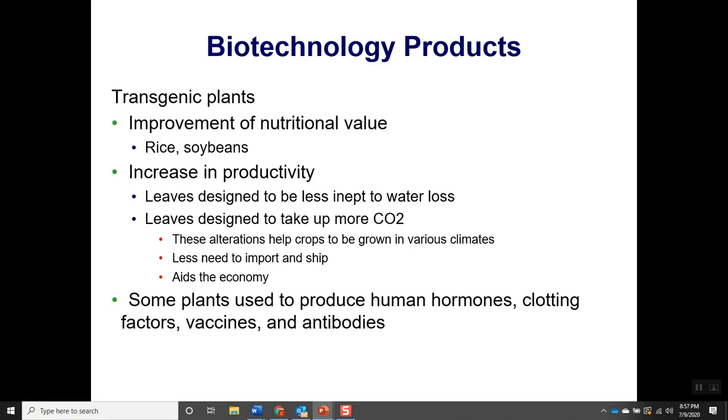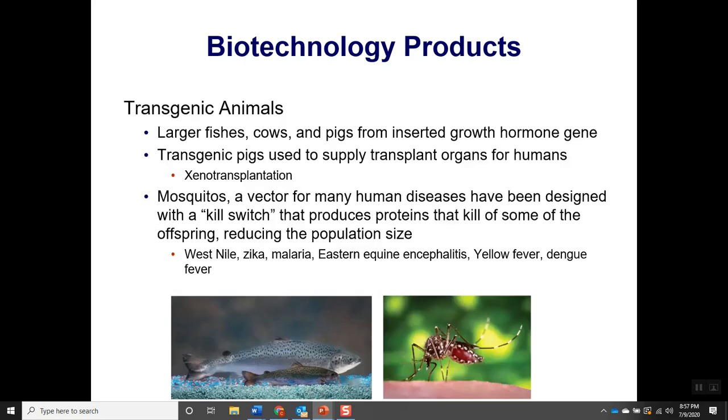All right, so some plants are used to produce human hormones, clotting factors, vaccines, and antibodies as well. Moving forward to animals, transgenic animals have been created that help us to create larger fish, cows, and pigs by inserting growth hormone genes. Previously, transgenic pigs were used to supply transplant organs for humans. That process is called xenotransplantation, where we take an animal organ and put it into a human. Think heart valves. Those were previously made from pigs.